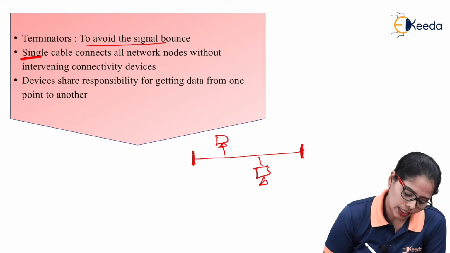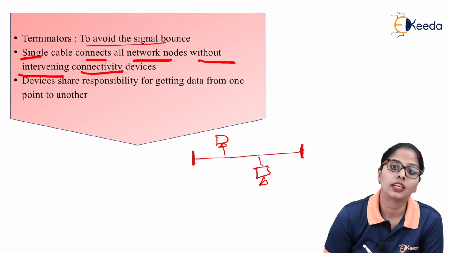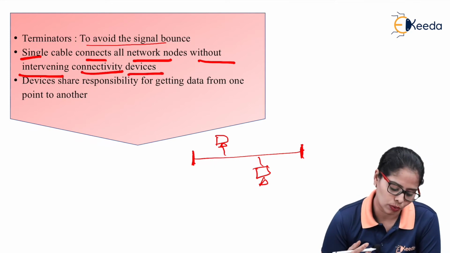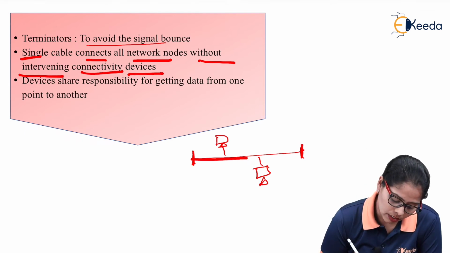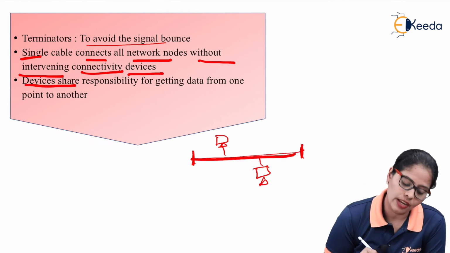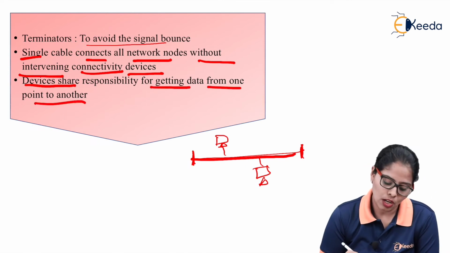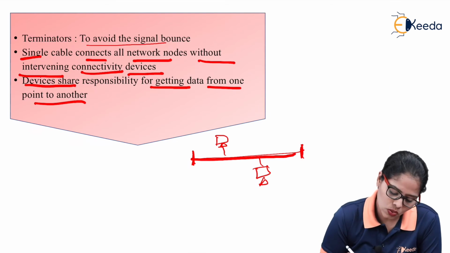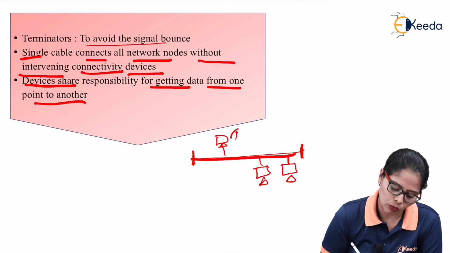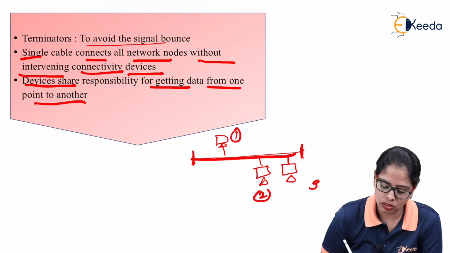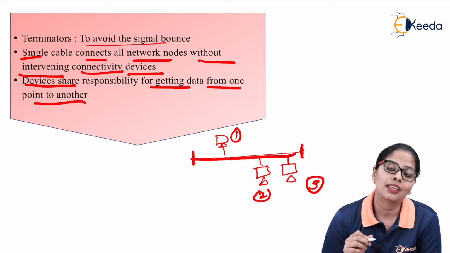A single cable connects all network nodes without intervening connectivity devices. Basically, all the nodes are connected by the single link. The devices share the responsibility for getting the data from one point to another. So if one computer wants to send data to a third computer, all the PCs take on that responsibility.